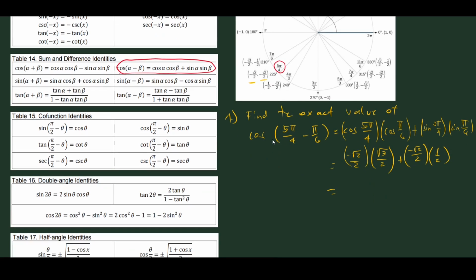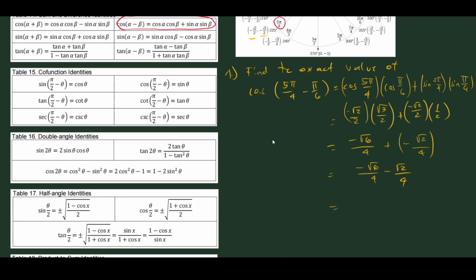So it's just a matter of evaluating this. From the law of exponents, we get negative square root of 6 all over 4, and then add that to negative square root of 2 all over 4. So we will get negative square root of 6 minus square root of 2, all over 4. Okay, so this is our answer.